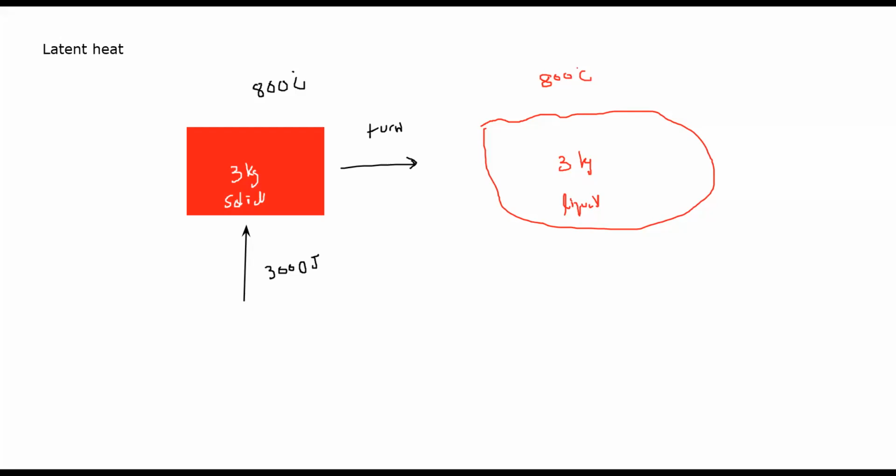So if a question is, what is the latent heat here? Latent heat means the amount of energy required to change the state. What is the latent heat? So latent heat is 3000 joules. So the amount of energy which we need or which is required to change the state, that's equal to 3000.